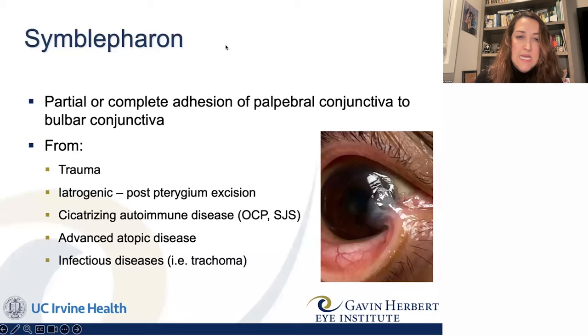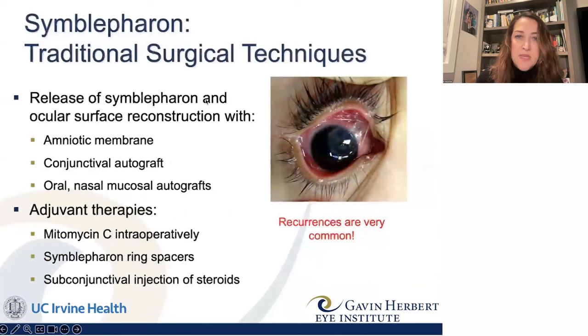Sometimes we see these aggressive symblepharon or fibroblastic scar tissue reform on the ocular surface. And they're very difficult to manage. Their recurrence is very, very high. And so traditionally, just removing these and leaving that area bare or placing amniotic membrane or conjunctival autograft, even oral or nasal mucosal tissue has been described to reconstruct these areas, but recurrences still remain very, very high.